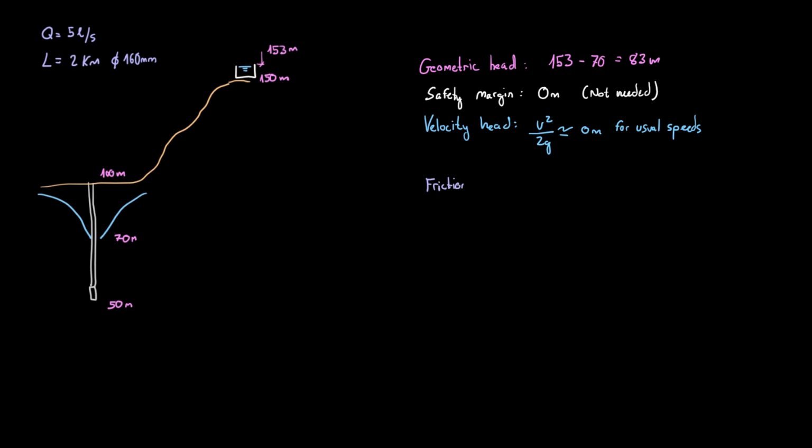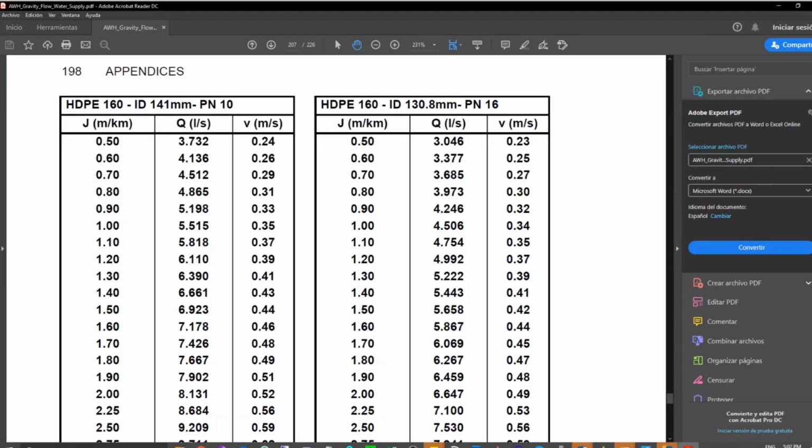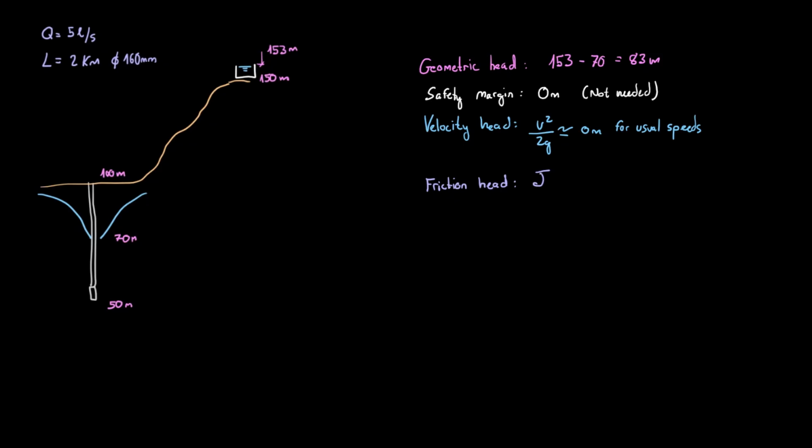And third, we take into account the energy that will be lost by friction inside the pipes. We look in the head loss tables. We enter a flow of 5 liters per second in the middle column and read the other two. In this case, we fall between 0.8 and 0.9 meters per kilometer, so we take 0.85 for the head loss J. The speed in the pipe is 0.32 meters per second. For 2 kilometers, we lose 1.7 meters.